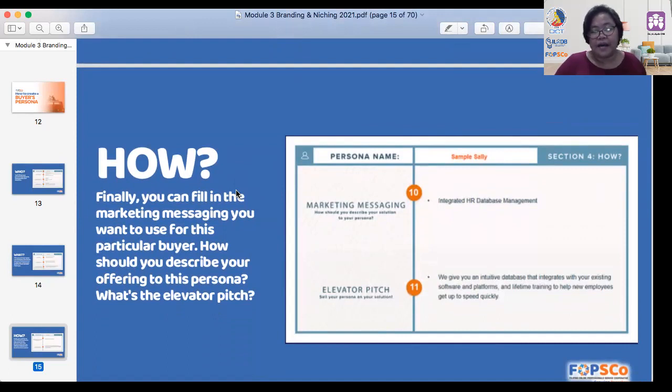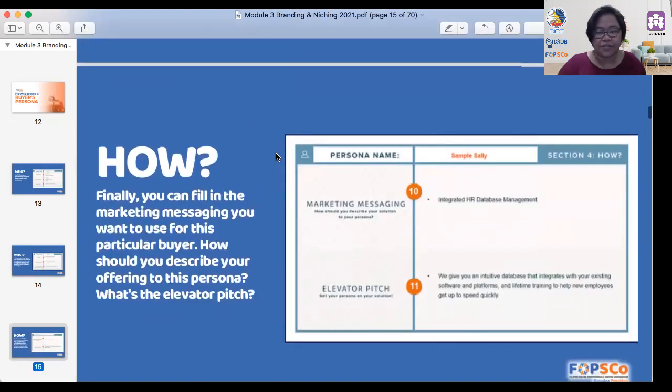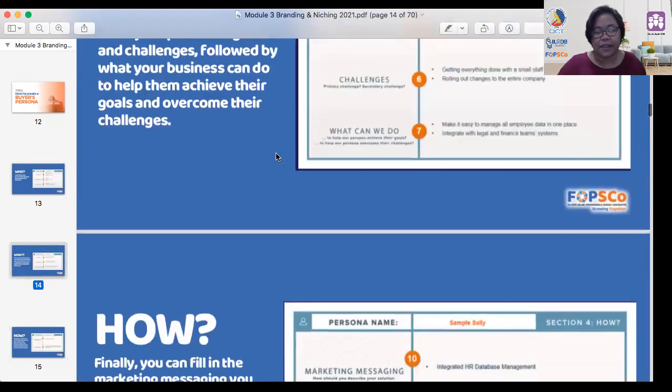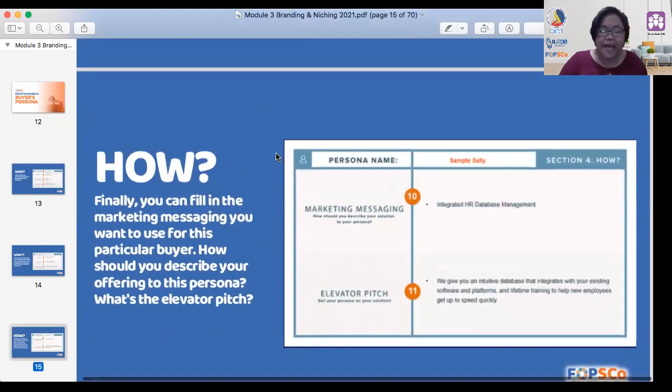And then you'll figure out na on this section, this is section 4. There's no section 3. So what? There should be a when, no? Anyway, section 4 is how. Marketing messaging.